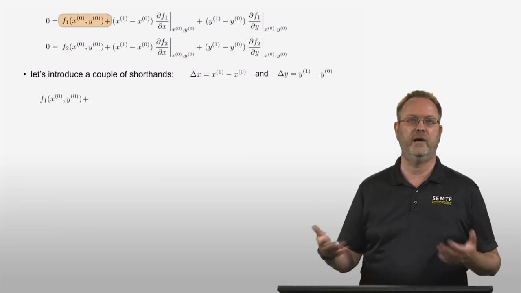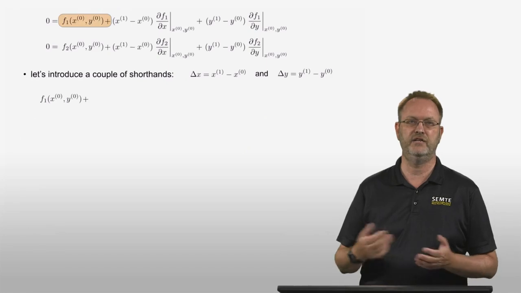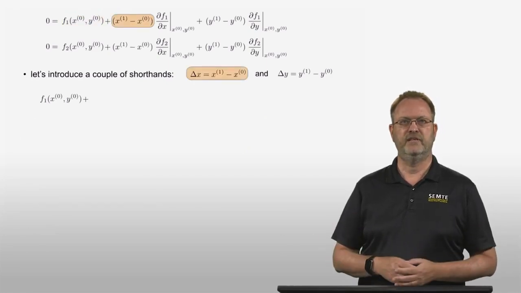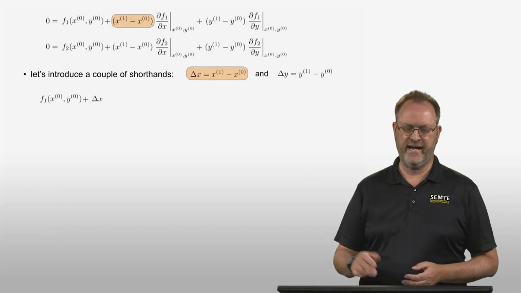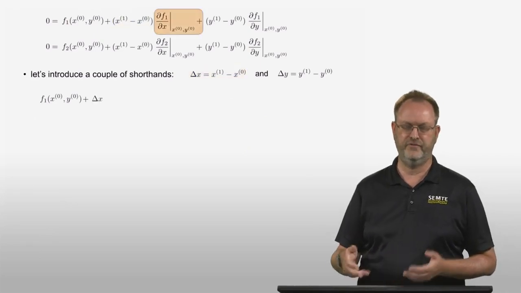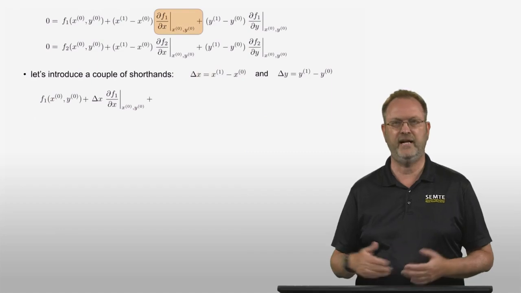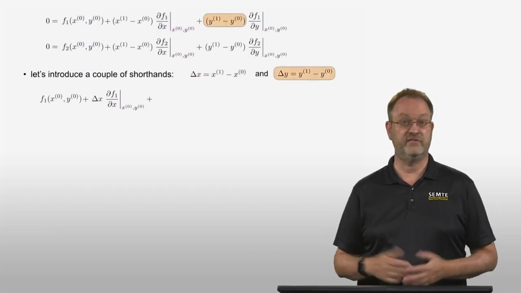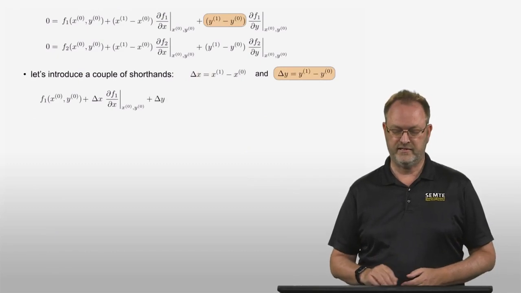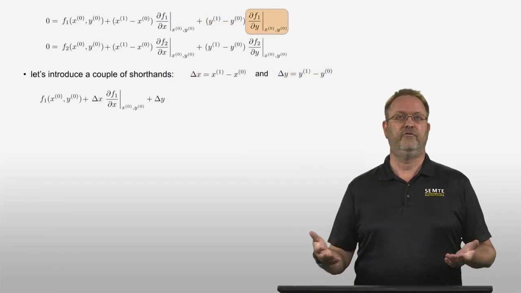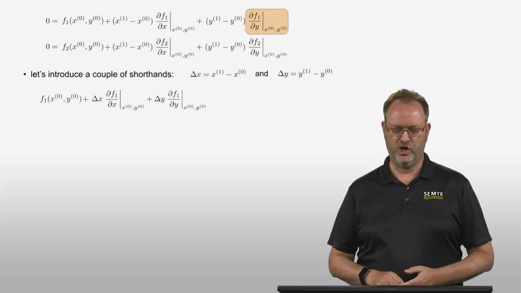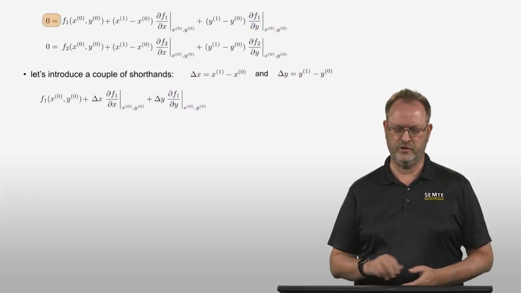So I get f1 evaluated at my initial guess x0, y0, plus, this is the difference in the x value, so that's just delta x times the partial derivative df1/dx evaluated at x0, y0, plus here you'll see that this is delta y, so plus delta y times df1/dy evaluated at the initial guess x0, y0. And that's equal to 0.